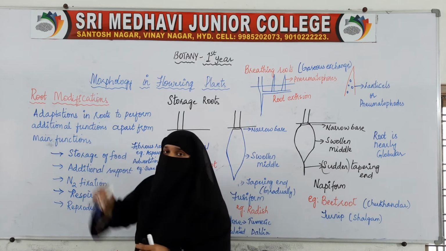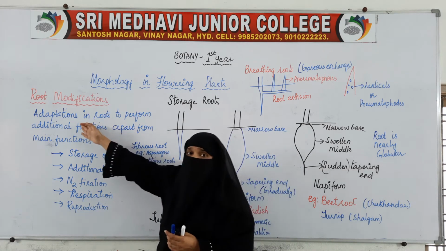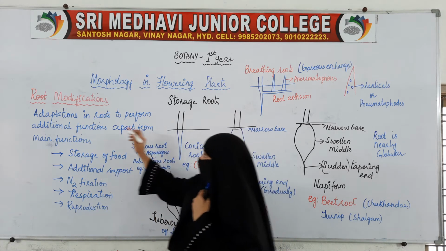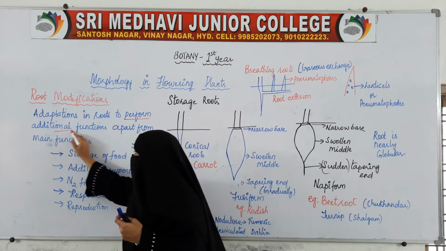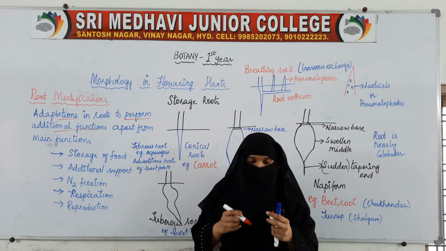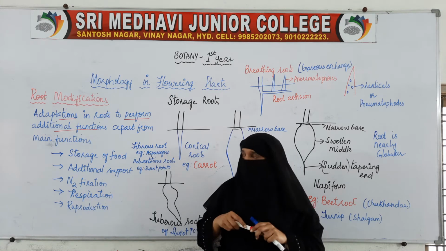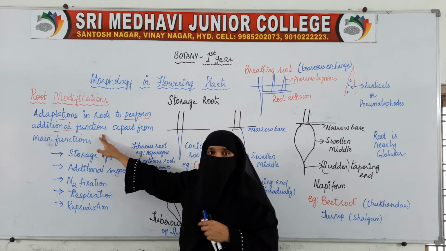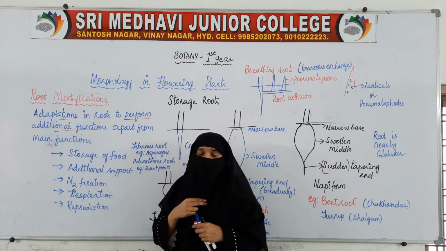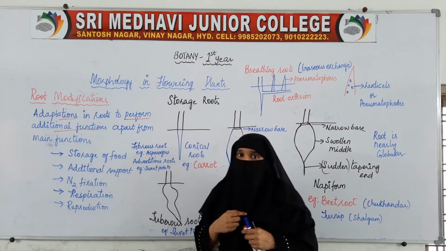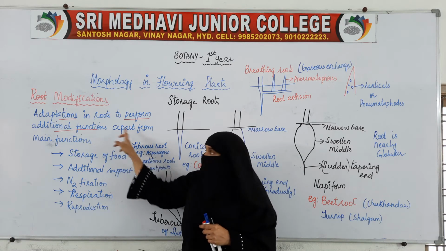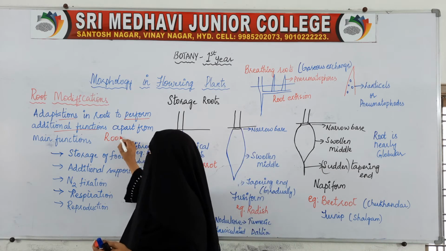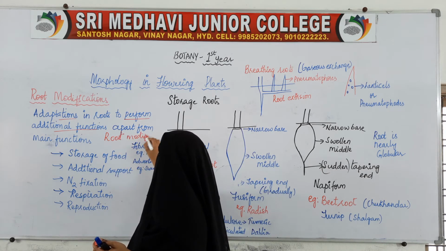Root modifications. Root modifications are nothing but adaptations in roots to perform additional functions. Apart from absorbing water and minerals, those additional functions will be performed. To perform those additional functions, the plants need to adapt themselves. So those adaptations seen in plants to perform additional functions apart from main functions are called root modifications.